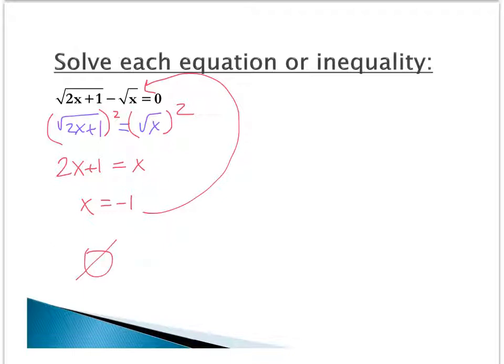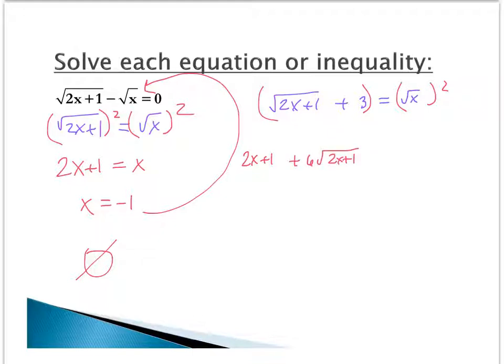If our problem were to be a little bit more complicated and have had something like, for example, an extra number off to the side, then when we square both sides, we would have to make sure that we FOILed. So in this case, we would square both sides, and that would give me the radical squared, which is just 2x plus 1, double the product, so plus 6 radical 2x plus 1, and then the last term squared, which is 9, and then the right hand side would just be equal to x. And then from here, we would re-isolate this radical and square both sides again.